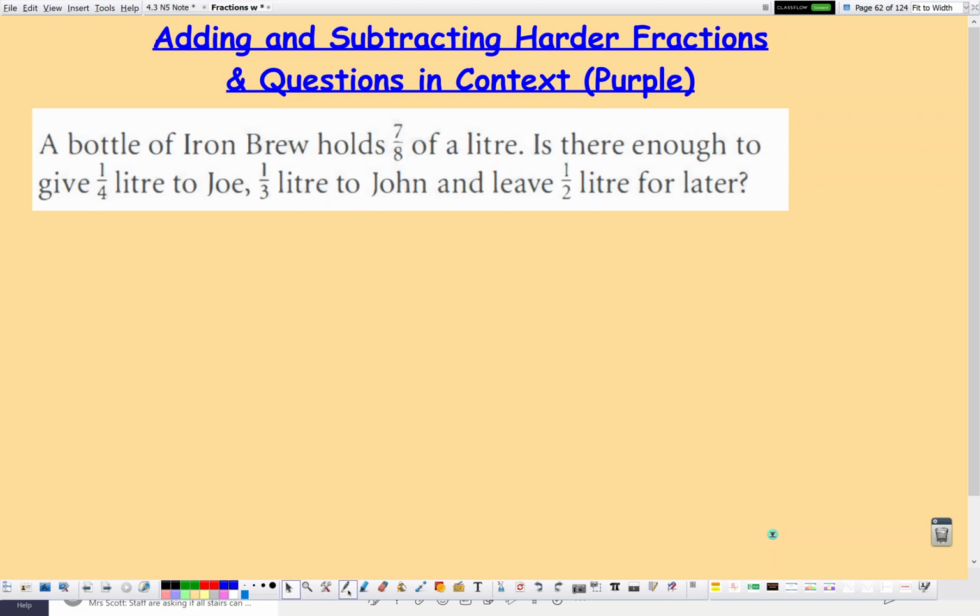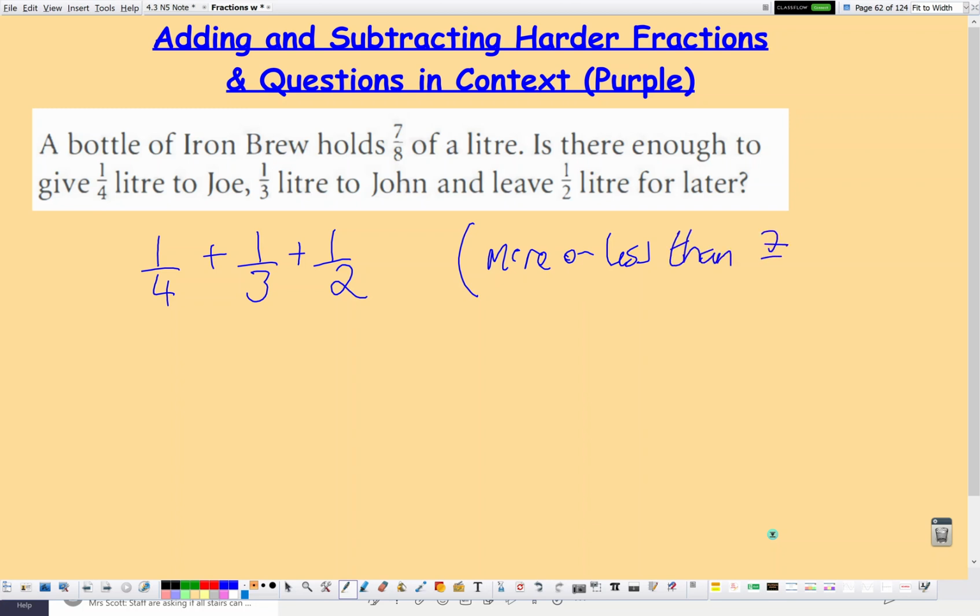So this is an addition problem where we have to find out what is the total of 1/4 plus 1/3 plus that extra 1/2 for later. And then we're trying to work out, is this more or less than 7/8 of a litre? Okay, so first things first, lowest common multiple of 4, 3 and 2. Now you can do your list at the side, but you should be able to tell me that they can all go into 12 as the next nearest number that they all go into. So we can turn them all into 12 on the bottom.